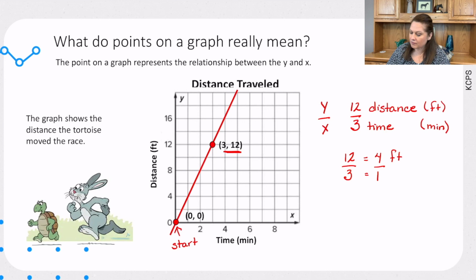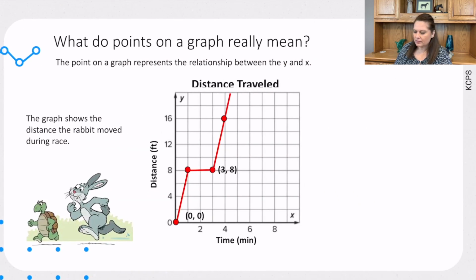So I can say 4 feet per 1 minute, or per minute, whichever sounds correct to you. Okay, so the tortoise is actually traveling 4 feet per minute, which for a tortoise I think is kind of fast. But let's go on.